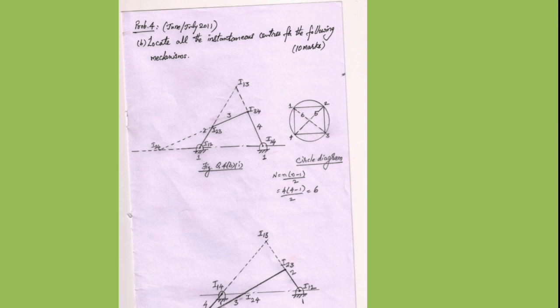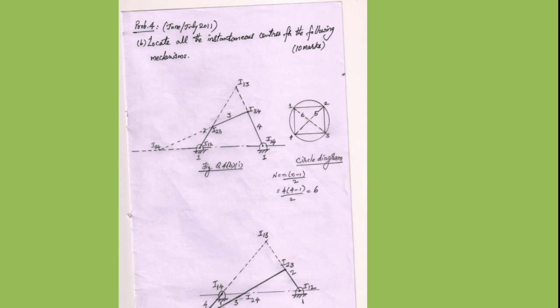I12 and I14 are always known to you, that is, fixed instantaneous centers. Next, what about I23 and I34? These are pin joints, therefore they are called permanent instantaneous centers. Only I13 and I24 are pending right now in this problem. So refer to the circle diagram. In the circle diagram, always 3 instantaneous centers will be in one line. Which is that 5th instantaneous center in my figure?